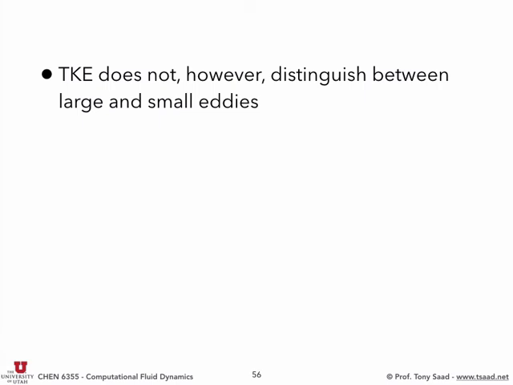So in the one equation model, we introduce the kinetic energy, and we use a length scale. But one other issue with the kinetic energy alone is that it doesn't distinguish between large and small eddies, because a large eddy that's moving slowly can have the same kinetic energy as a small eddy that's moving really fast. The way we distinguish between these two eddies is through the dissipation rate, because we know that smaller eddies dissipate faster than larger eddies.